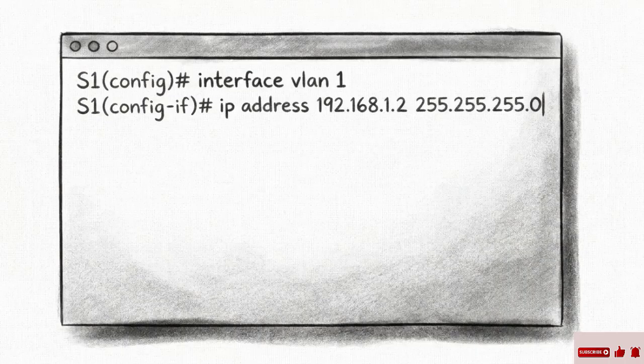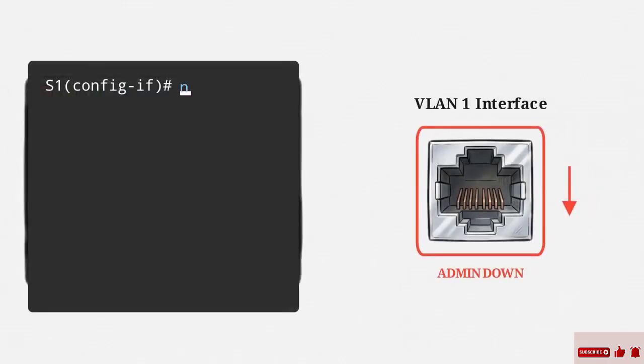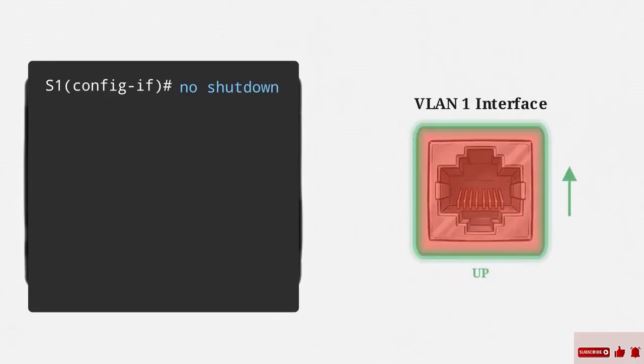Now type Interface VLAN 1 to configure the switch virtual interface. Assign it an IP address by typing IP address 192.168.1.2, followed by a standard subnet mask of 255.255.255.0. Before you exit, you must type No Shutdown. This command brings the VLAN interface online.